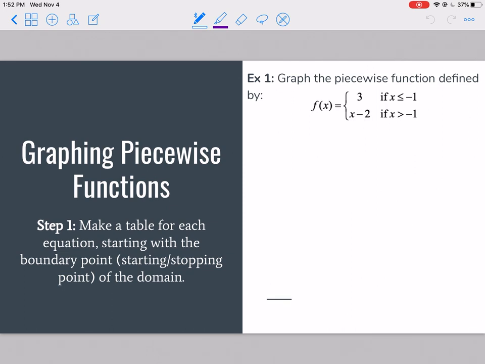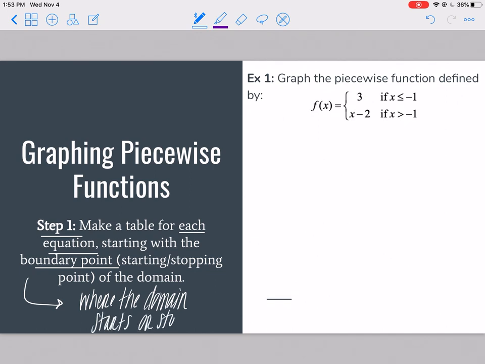We looked at some graphs of piecewise functions, but we didn't actually graph them ourselves. So step number 1, I want you to write this down, is to make a table for each equation, starting with the boundary point. The boundary point means where the domain starts or stops. So we're going to start with the boundary point, set that up in our table for each equation, and then we will move on to graphing.